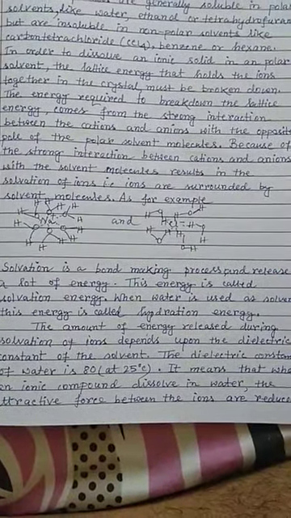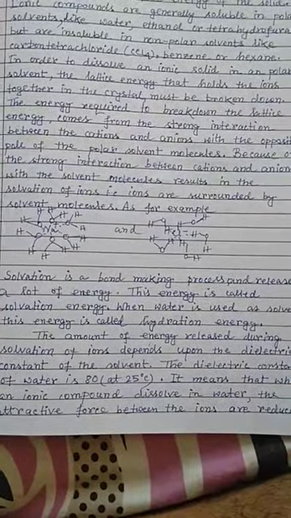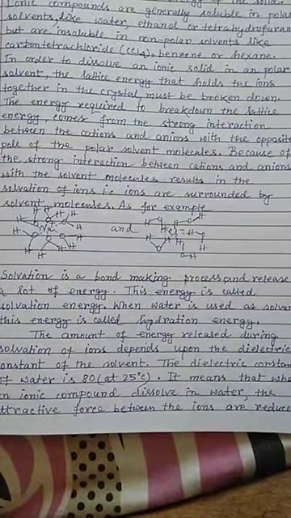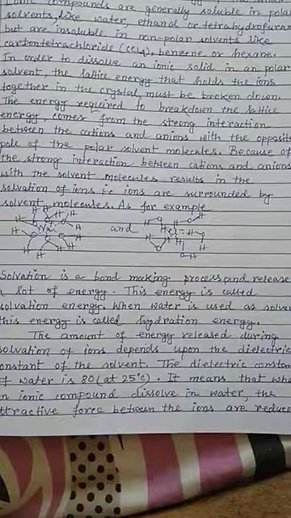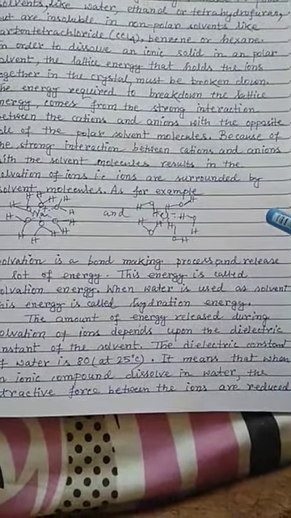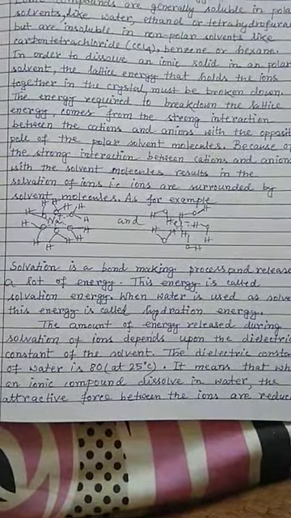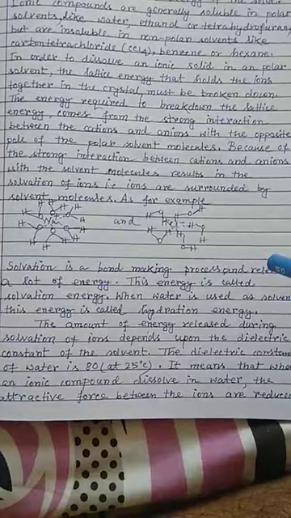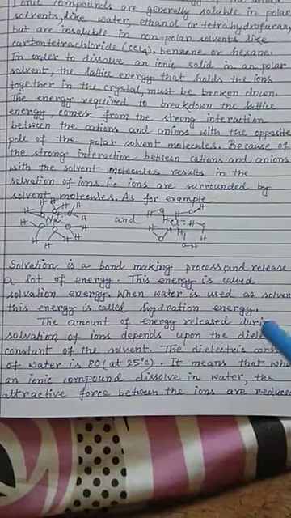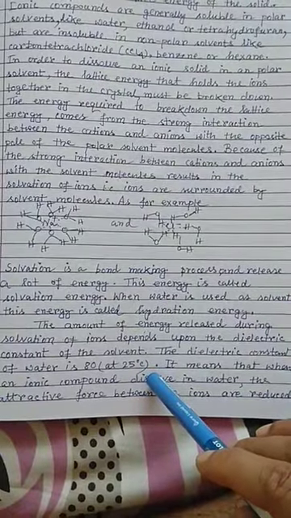Okay, so solvation is a bond making process, and we already know that when a bond is formed, a huge amount of energy is released, and this energy is called the solvation energy. And if you use water as a solvent, then this energy is called the hydration energy. Okay, and you have to again keep in mind that the amount of energy released during the solvation of ions depends upon the dielectric constant of the solvent. The dielectric constant of water is 80 at 25 degrees centigrade. It is an experimentally measurable quantity.